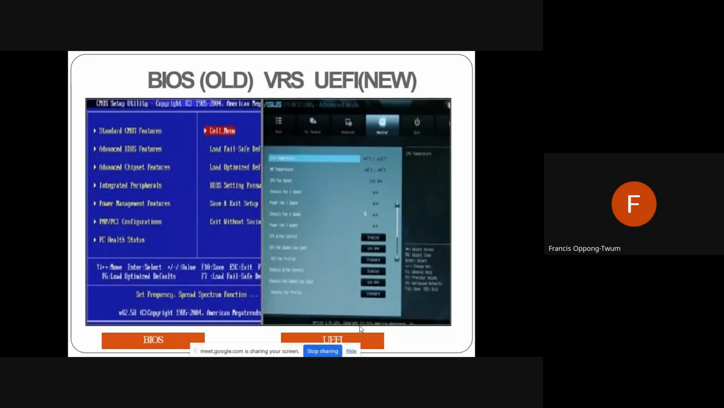So I've shown you the picture of the BIOS and the UEFI. But if you put your hand on either F5 or F8 and you don't see the BIOS, then what you are going to see on your computer might be the UEFI. That is the current technology.